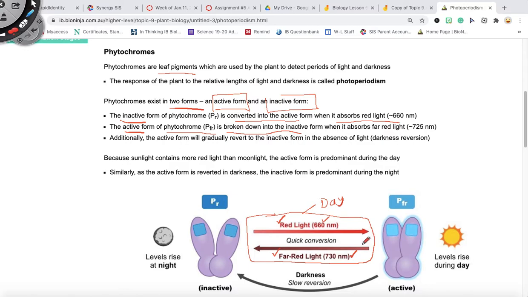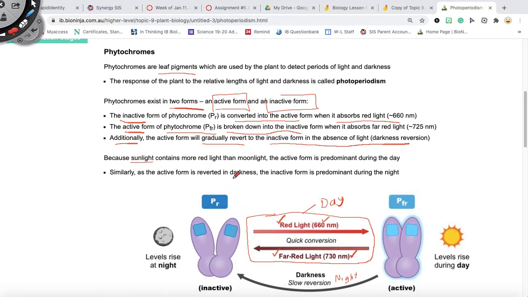Because there's light during the day, right? Additionally, the active form, phytochrome far red, can also gradually revert to the inactive form when there's an absence of light or just total darkness. So in the dark, in the nighttime, or if you purposely cover a plant, there is going to be a slow reversion of PFR to PR. So what does that mean?